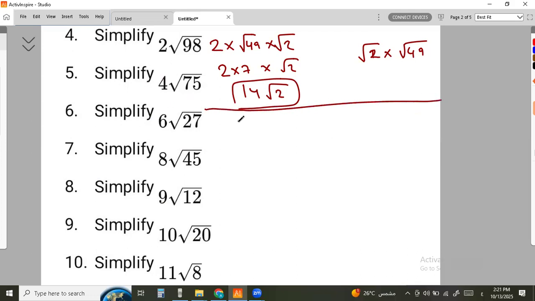But can we answer the next example together also? No problem. 4 is already there, times root of 75. You're going to find that the highest square factor that it has is 3 times 25. So I'm going to say it is 4 multiplied by root of 25 multiplied by root of 3. So it is 4 times 5. What is 4 times 5? Because root of 25 is 5. 4 times 5 is 20, root of 3.